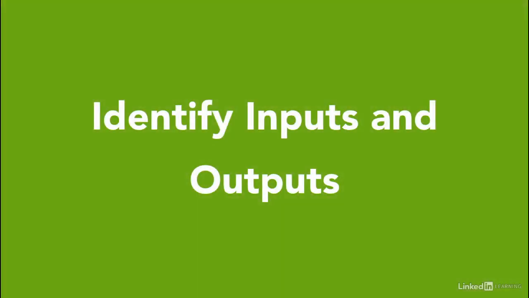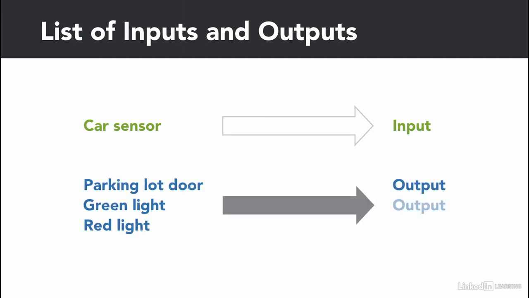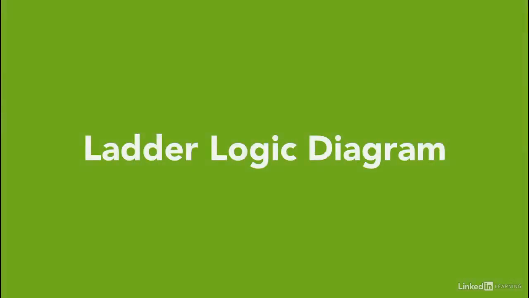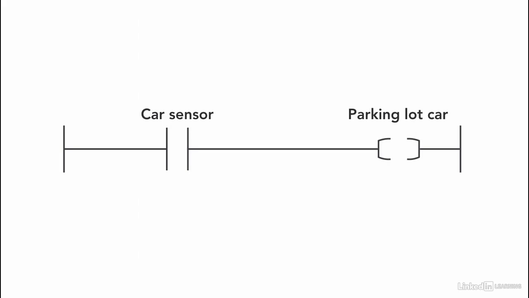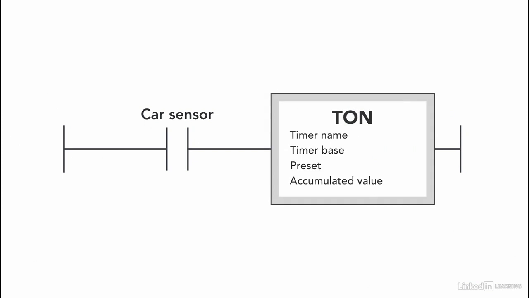The first part in the problem is to identify the inputs and outputs of the system, and I mean the physical devices. So the car sensor is an input to the system. The parking lot door, the green light, and the red light are outputs of the system. The first thing is that once the car comes in, detected by the sensor, the door opens. So we are going to use an XIC instruction for the car sensor, and for the door, we use an output. Now every time the door opens, it stays on for 3 seconds.